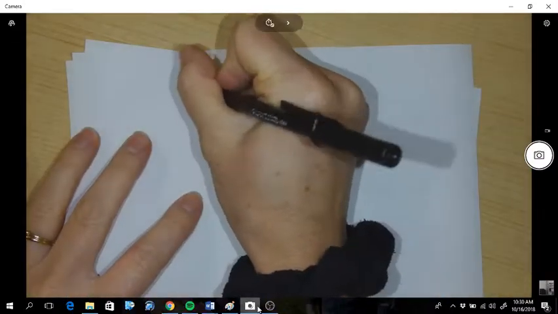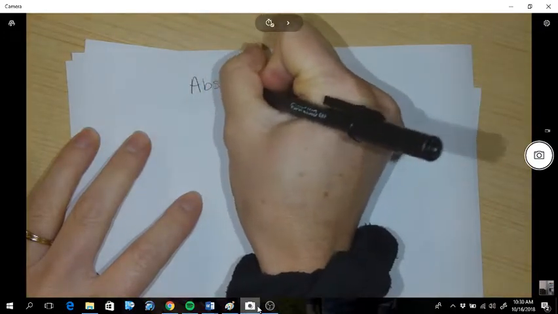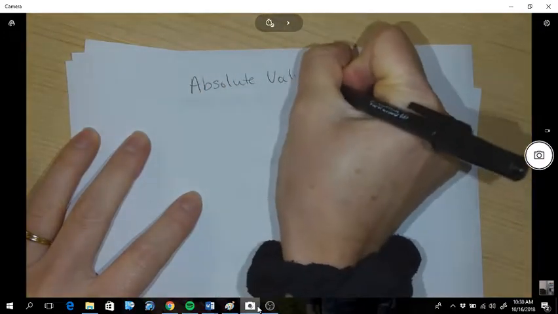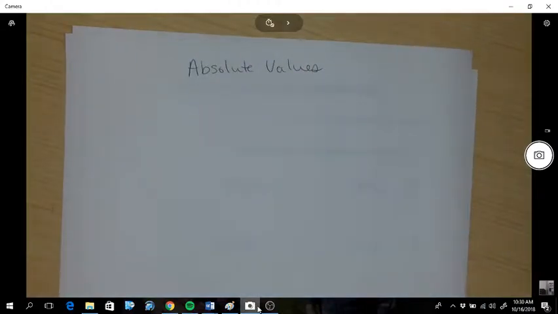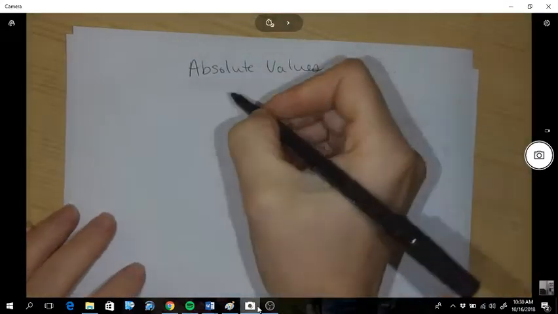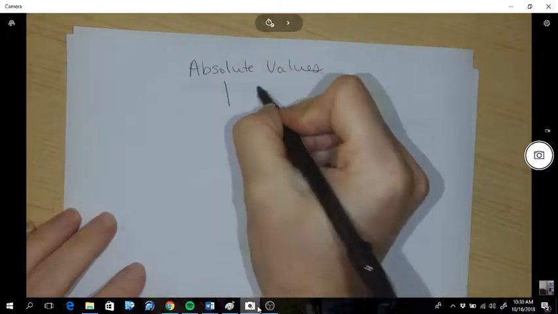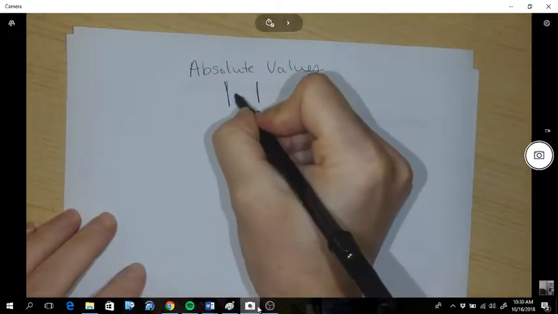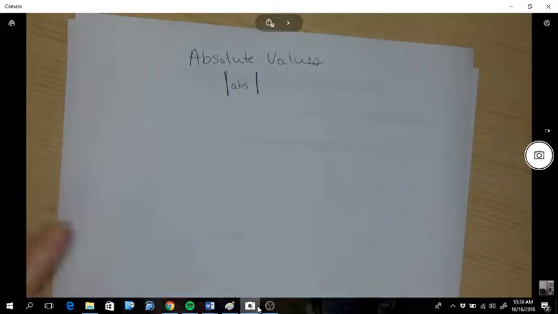Okay, today's lesson we're going to learn about absolute values. Absolute value is represented by bars around it. Like this would be an absolute value with bars on the outside of it.